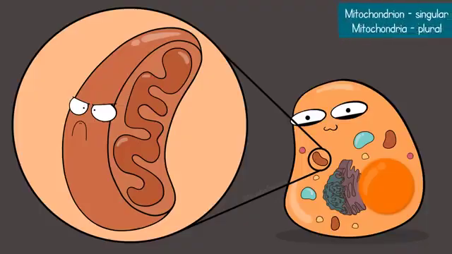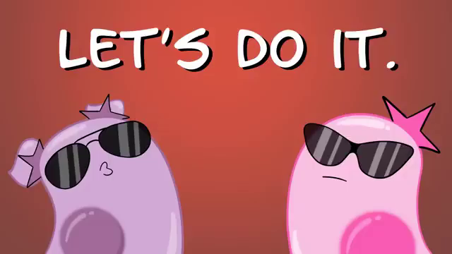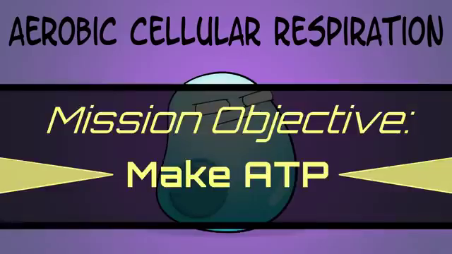The mitochondria, which can be found in most eukaryotic cells, are going to be kind of a big deal in this aerobic cellular respiration because some of the process occurs in the mitochondria. So let's get started. Remember, the major goal for any organism performing this is to make ATP.